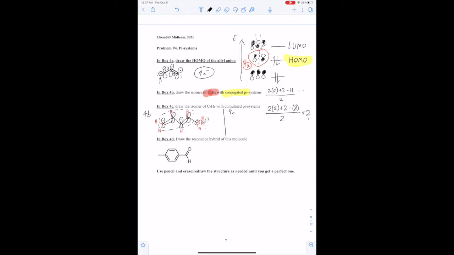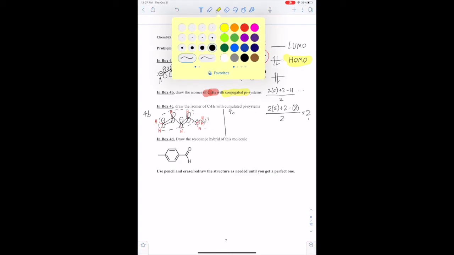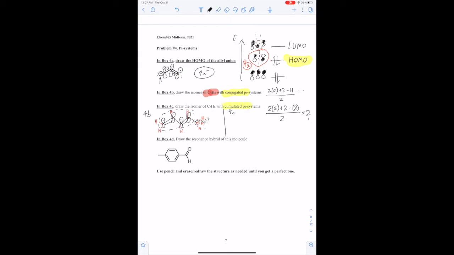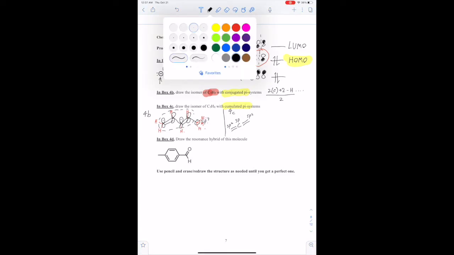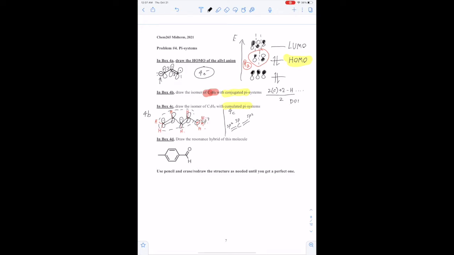Okay, so for 4C, it's asking for the same thing, but with a cumulated pi system now. And already we can draw this guy. This is basically all we've seen for cumulative pi systems, where this molecule is sp hybridized and these 2 are sp2 hybridized. Just for space, let me just do that. But we already know that DOU was 2.